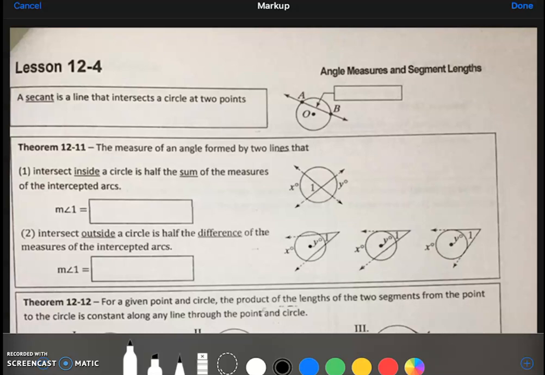Okay, this is for Geometry Honors. We're going to take the notes in 12-4 on angle measurements and segment lengths. So obviously get your notes out, 12-4. And let's hope this works here.